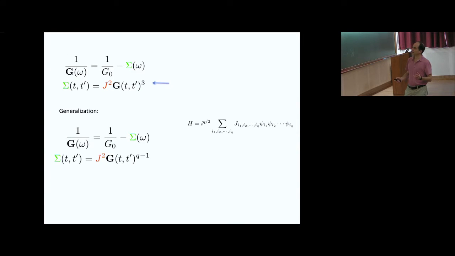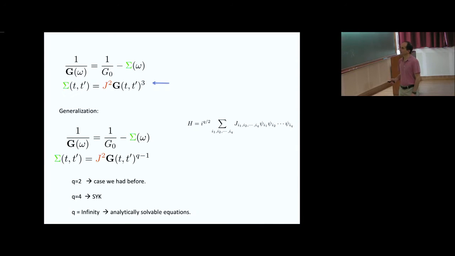And then you can generalize the model by taking q fermions as opposed to 4 fermions, and that is useful sometimes. And then you just get the q minus 1 here. So here q equal to 2 was the case we had before. That's a very trivial model, not so interesting. q equal to 4 was the original SYK model. And when you take q very large, you can actually solve these equations analytically. In general, you can only solve the equations numerically.